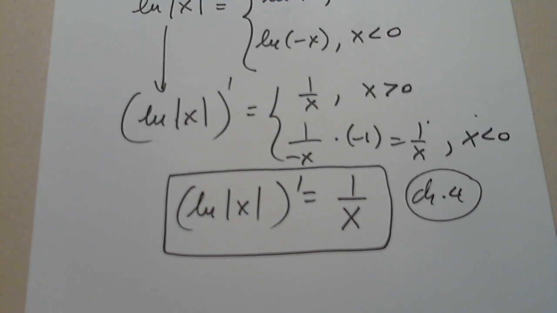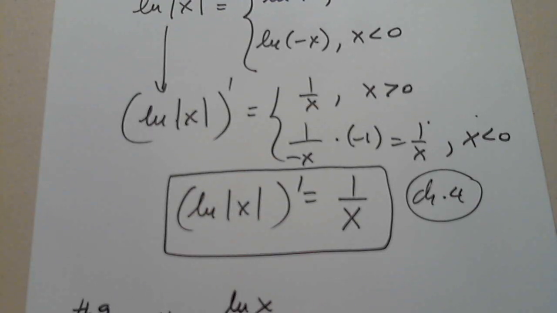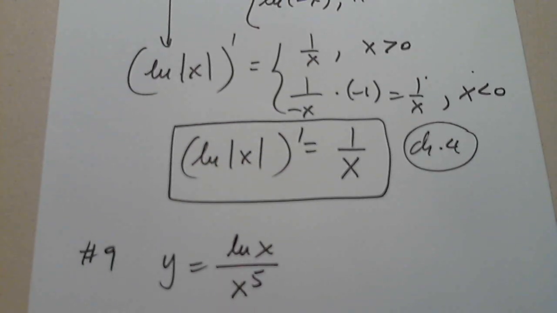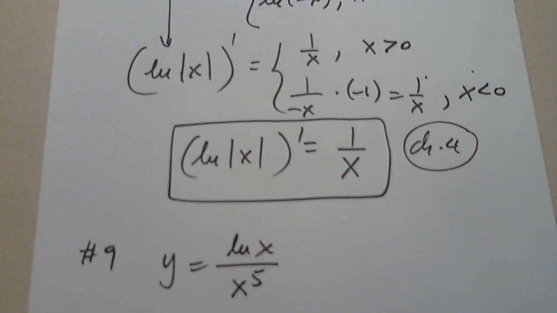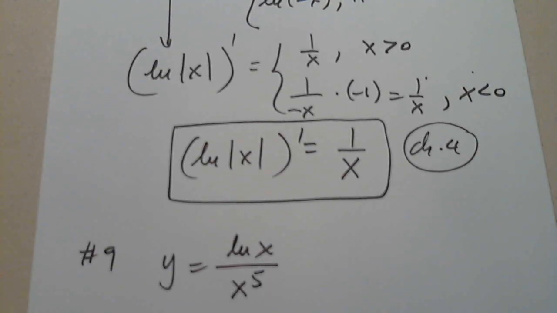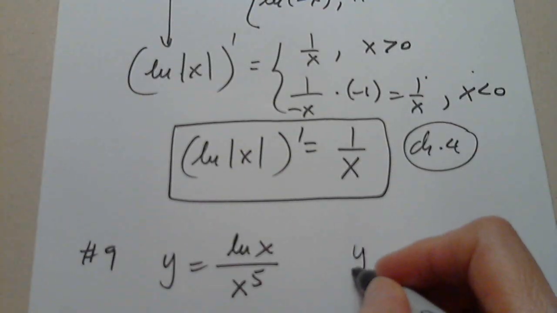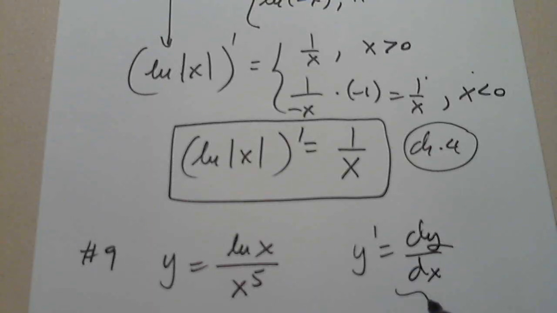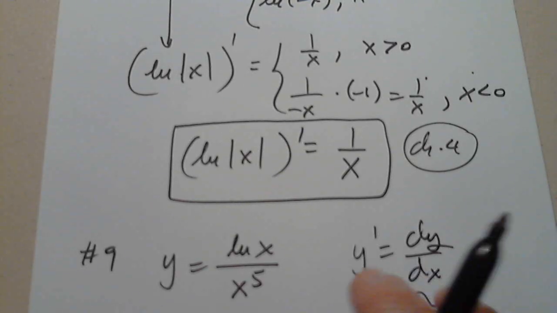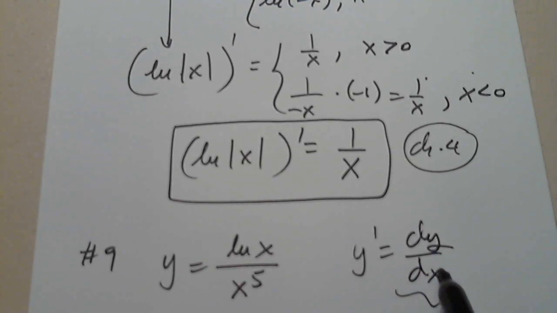I'd like to start with number 9. So y equals natural log x over x to the 5th. We're asked to differentiate. When we're asked to differentiate, if nothing else is specified, it means we have to find y prime. And remember, we have several notations. This is something called Leibniz notation. It doesn't matter. You can use this or this.